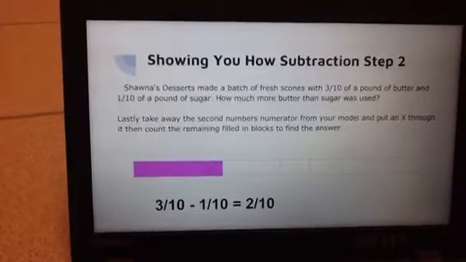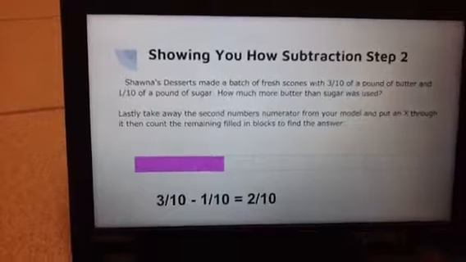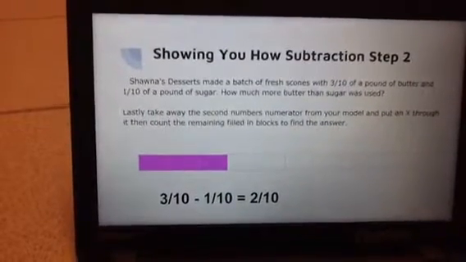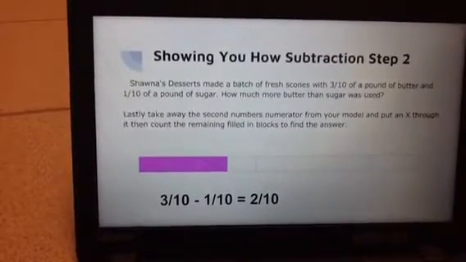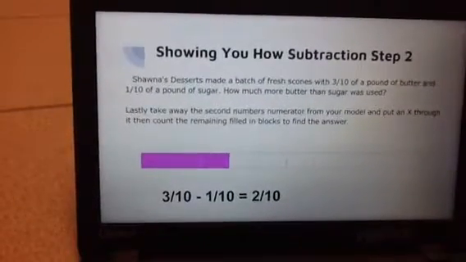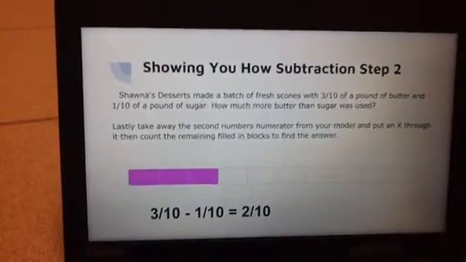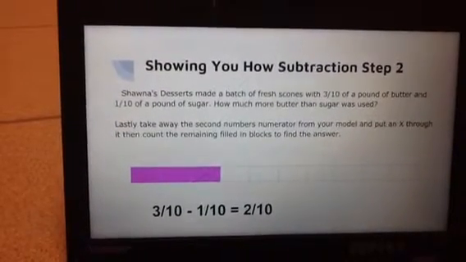Showing you how. Step 2. Shauna's Desserts made a batch of fresh scones with 3/10 of a pound of butter and 1/10 of a pound of sugar. How much more butter was used than sugar? Lastly, take away the second number's numerator from your model and put an X through it, and then count the remaining filled-in blocks for the answer.